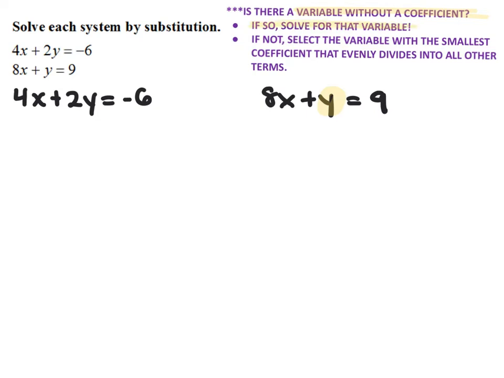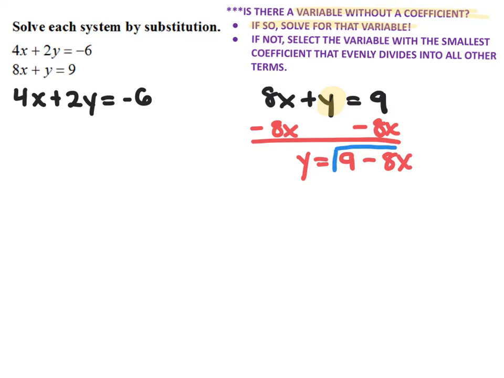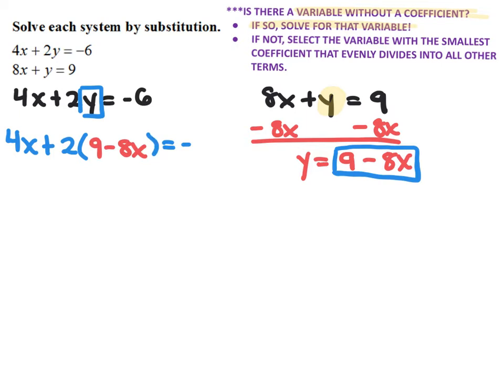So in this case, I would subtract 8x from both sides. So you'd have y equals 9 minus 8x. So you're going to take this entire expression and substitute it for y in the other equation. So it becomes 4x plus 2 times 9 minus 8x equals negative 6.